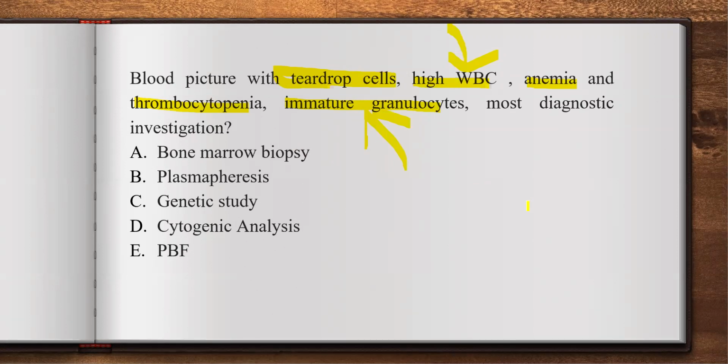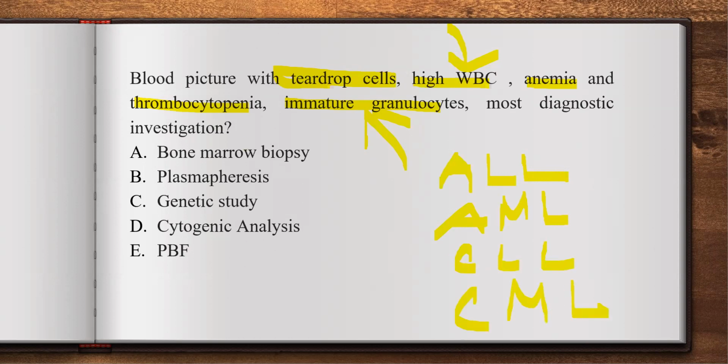There are lots of subtypes of leukemia, right? So you have got ALL, CLL, AML, CML. That's the basic subtypes. Which one will you get immature granulocytes in? So acute lymphocytic leukemia, acute myeloblastic leukemia, chronic lymphocytic leukemia, or chronic myeloid leukemia. In which one out of these four might you get immature granulocytes?